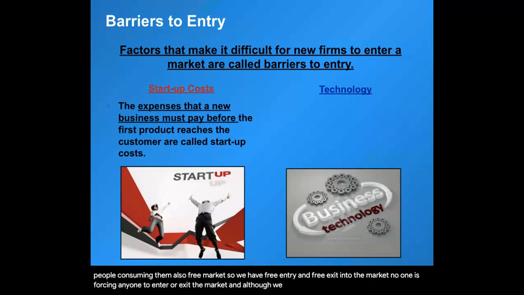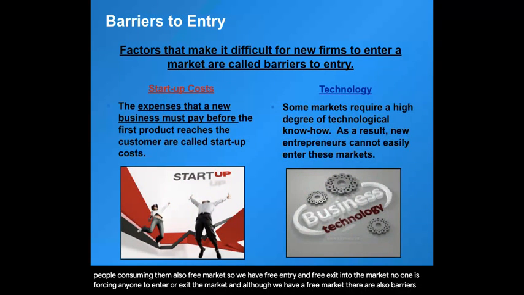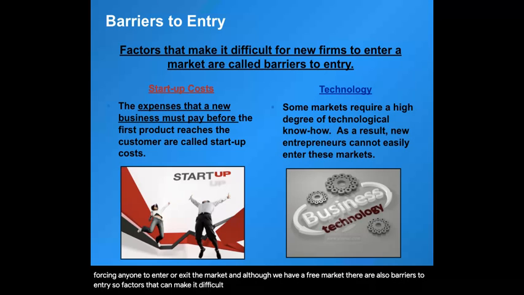And although we have a free market, there are also barriers to entry. So, factors that can make it difficult for new firms to enter a market are called barriers to entry. These include startup costs, which are the expenses that a new business has to pay before they can actually start creating their product. We also have to worry about technology. So, some markets require a high degree of technological skills, tech know-how, and so not everyone is able to enter into those markets.